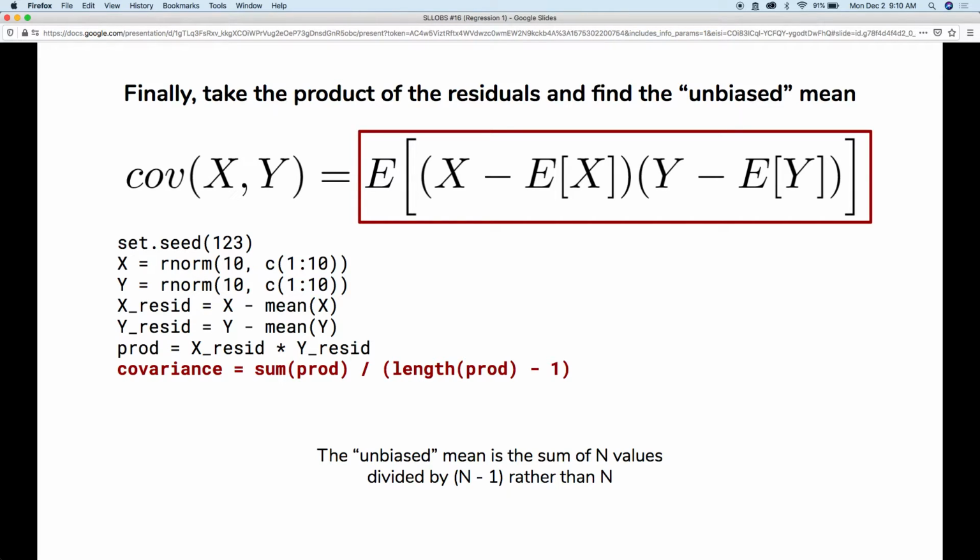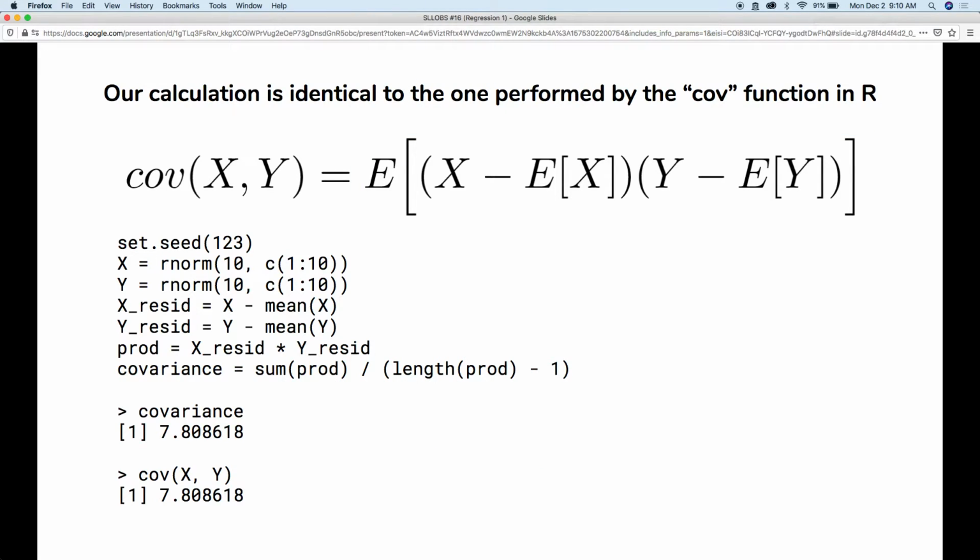But you take the unbiased mean of the product of your residuals, and that is the last step in calculating covariance. If you do this on your machine and evaluate the covariance you calculated, you can see that the covariance between x and y, in this case, is 7.808, etc. As you might expect, there's an automatic function to do this in R. You don't have to do this by hand if you want to calculate covariance. That function is just cov in R, which is a lot easier than what we've done.